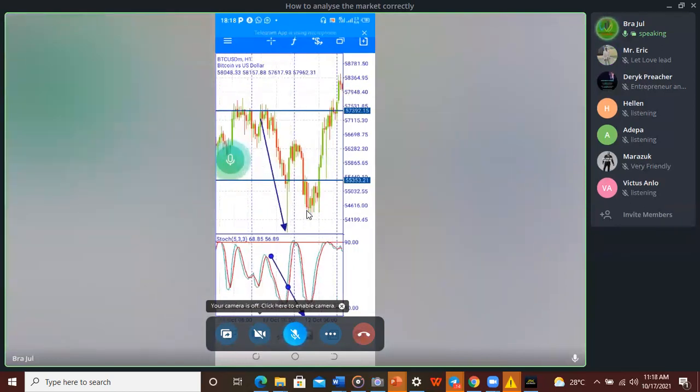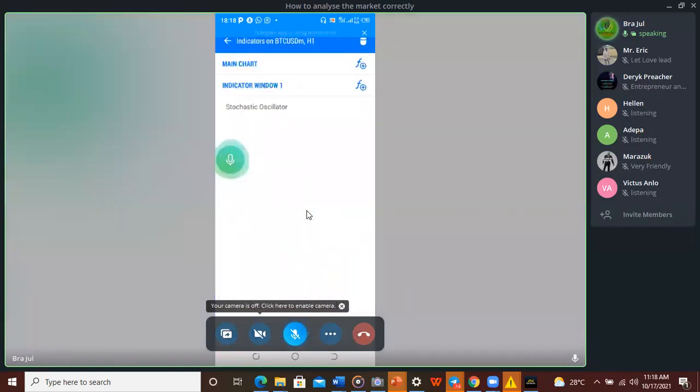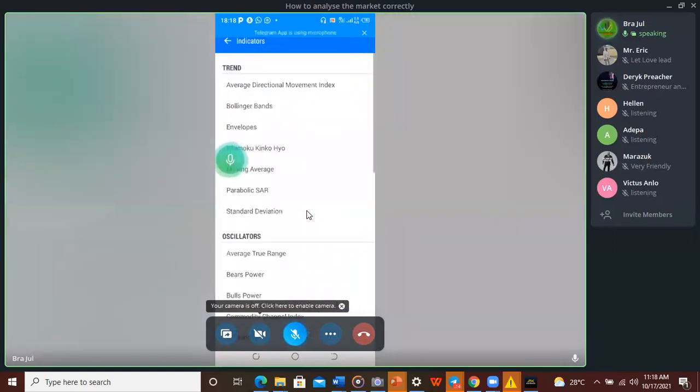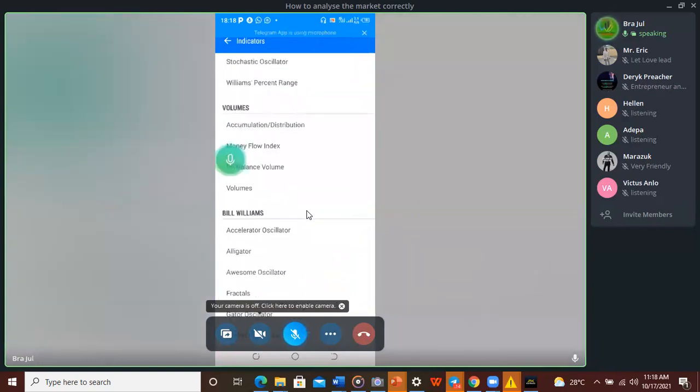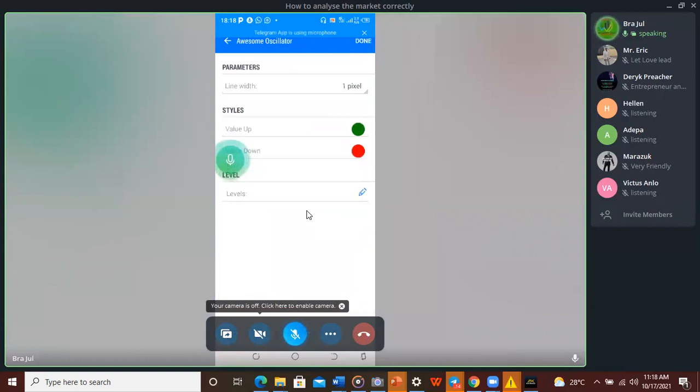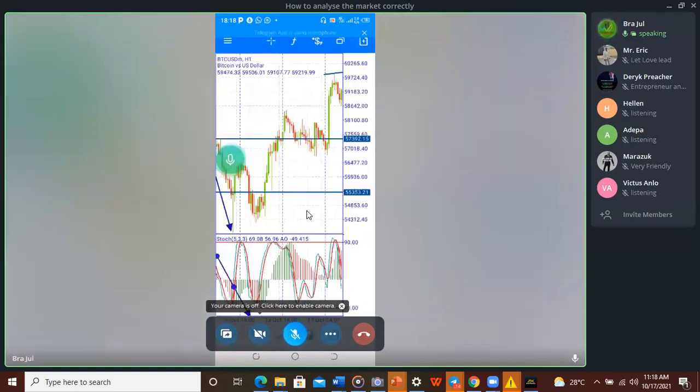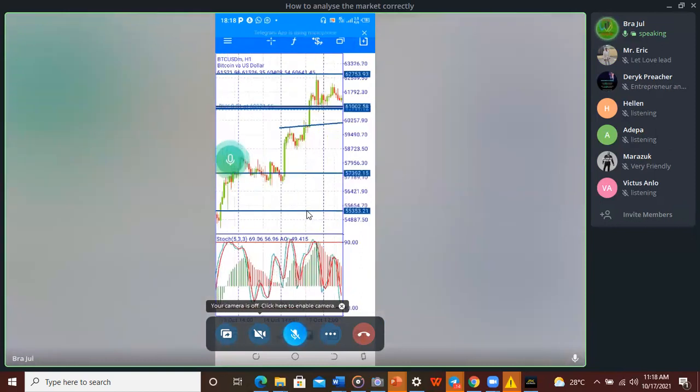The awesome oscillator. It's also an oscillator, and it also gives us a picture of how the market is moving, whether the market has momentum towards a certain direction or will be dropping towards another direction. So let's go to the F and add it to the indicator window. The awesome oscillator is at the last place, under Williams. When you tap on the awesome oscillator, don't set anything, just tap on done, and it will be added to your screen.